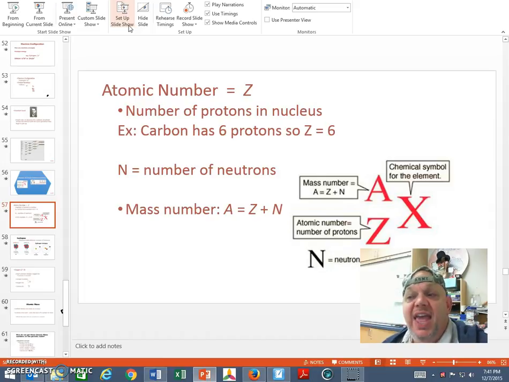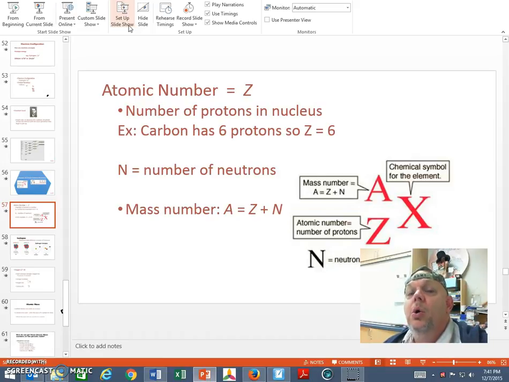What is this A, Z, X? Well, it's a way of telling us what the element is, what the atomic number of the element is, and what the mass number of the element is. So for example, if we look at carbon, carbon would have an atomic number of 6 because it has 6 protons in the nucleus of the carbon atom. That is true for every carbon atom that is out there.